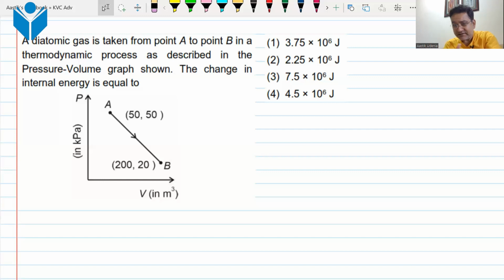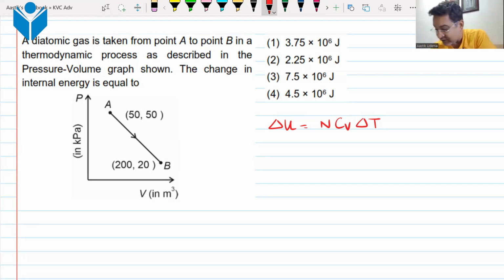I have taken the formula dU equals n Cv dT. Okay, you have taken the formula dU is n Cv dT. Now what next? Do you know the value of Cv? Yes, sir. 3R by 2. Can you tell me how you found that Cv is 5R by 2?